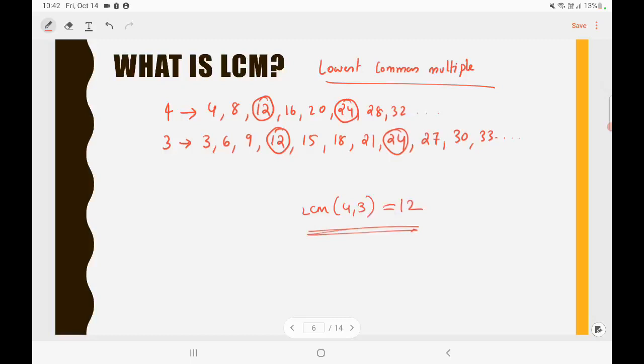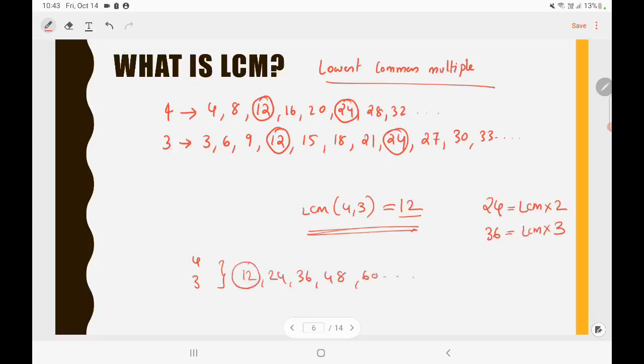Another concept that you need to understand here is that the lowest common multiple of 4 and 3 is 12. The next common multiple is 24, right? Which means LCM, 12, into 2. That means LCM is 12. If you multiply 12 with 2, you will get the next common multiple. If you multiply LCM with 3, you will get the common multiple that comes after 24, that is 36. So in the case of 4 and 3, common multiples will be 12, 24, 36, 48, 60, etc., and the lowest common multiple will be 12.